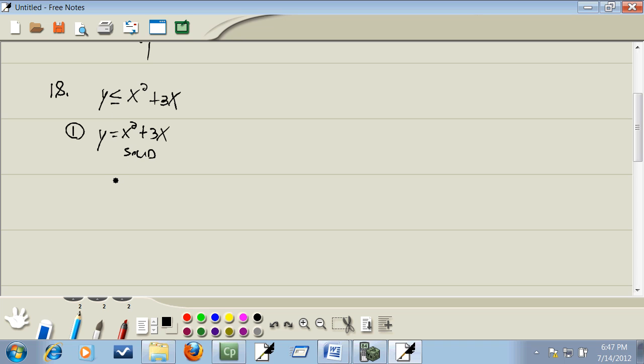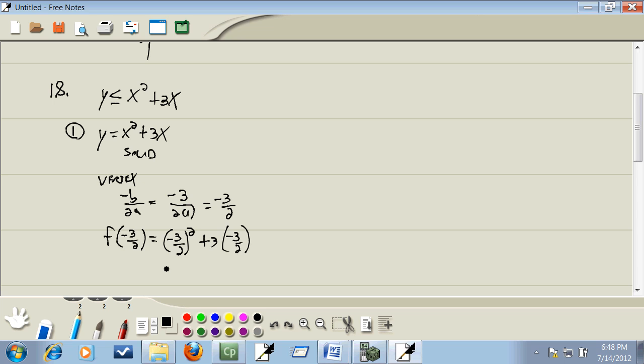Now this is a quadratic, and there are different ways you can graph it. You could find the vertex for one way. For the vertex, we plug a and b into this formula, so it would be negative 3 over 2 times 1, which gives us negative 3 halves. Then you plug that negative 3 halves into your original function, and we'd have negative 3 halves squared plus 3 times negative 3 halves.